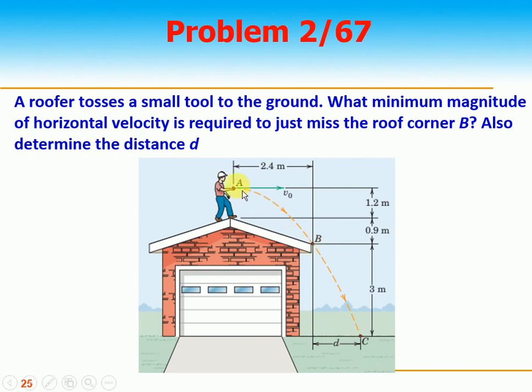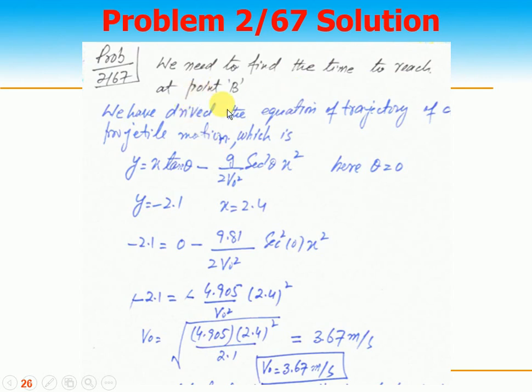We are given the coordinates with reference to the roofer, that is 2.4 in x and about 1.2 plus 0.9, which is about 2.1 meter. So we know the coordinates, and we need the initial horizontal velocity. For this case, we have a derived equation for the trajectory of the projectile.